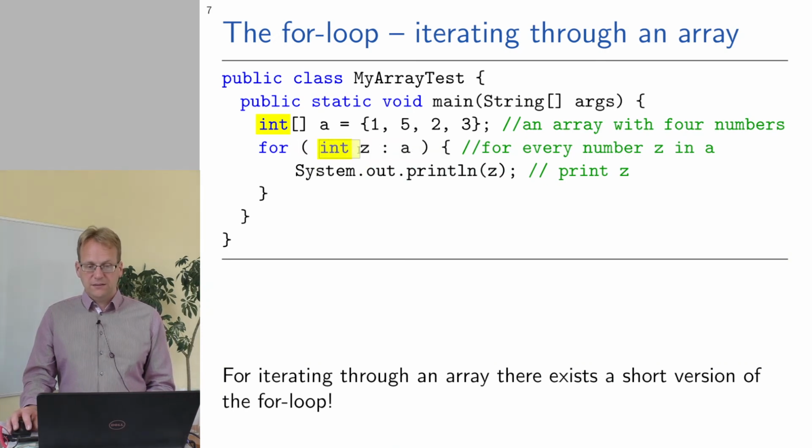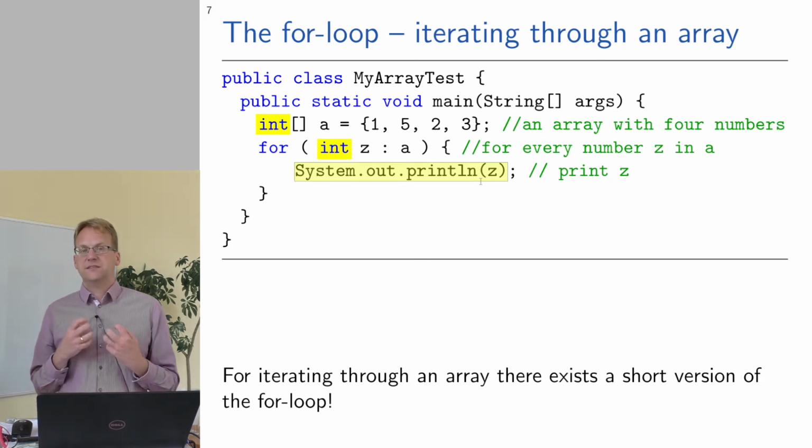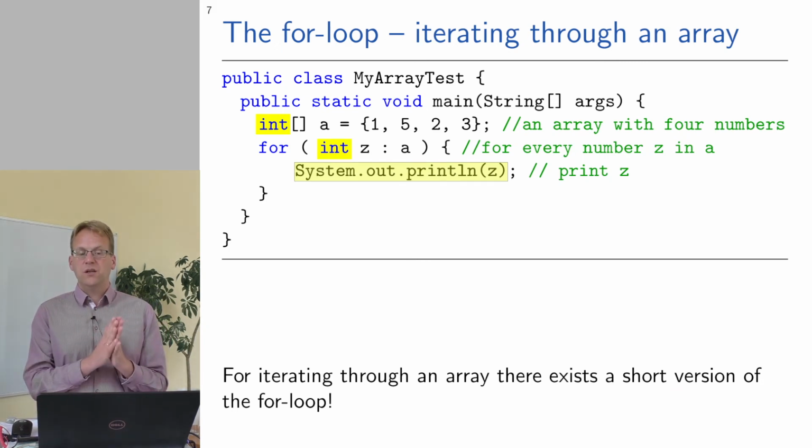So basically, how to read this for loop is that you're saying for each int z within the array a. So you're iterating over all the elements within array a. And in each iteration, the current element is referred to by z. And if we then simply print this value z to the console, we will have the same output as before, namely 1, 5, 2, 3. This is, I would say, the short version of the for loop, which is useful in particular for iterating over the elements within an array.